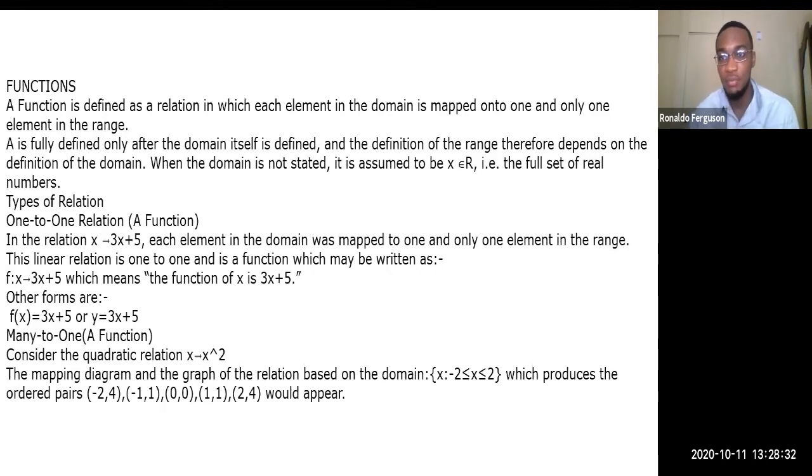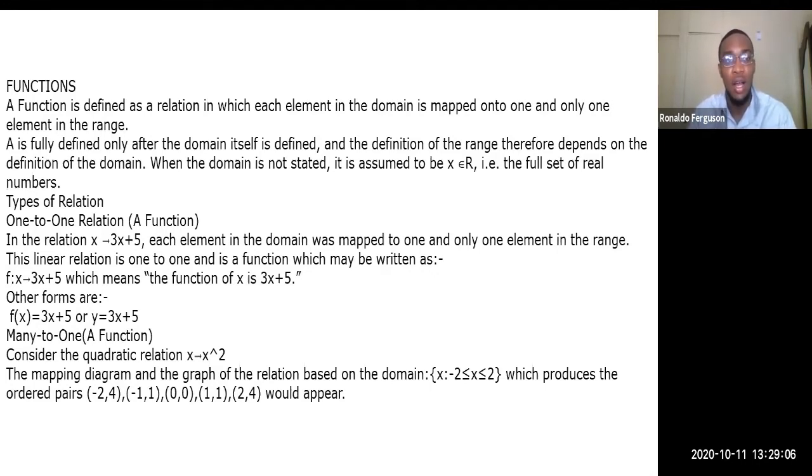So a function is defined as a relation where each element in the domain must map to only one and only one element in the range or the codomain. All right, so let me repeat that. A function is defined as a relation where each element in the domain must map onto only one element in the range, and that is a function.